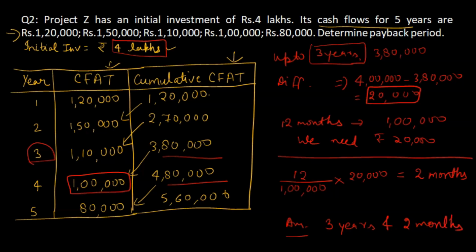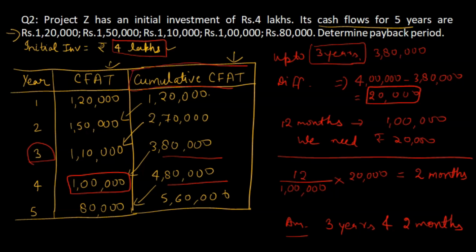I hope it is clear to you. There is nothing more, you just have to see two things: whether cash flows are the same each year or different each year. If they are the same, then you can apply the formula, initial investment divided by CFAT per annum. Because in the formula itself it is CFAT per annum, that means it is the same CFAT. But if it is different, just go with this cumulative CFAT approach.